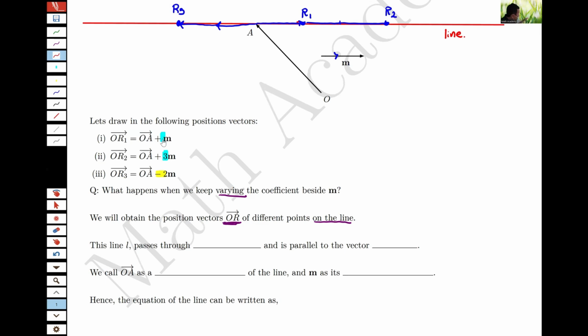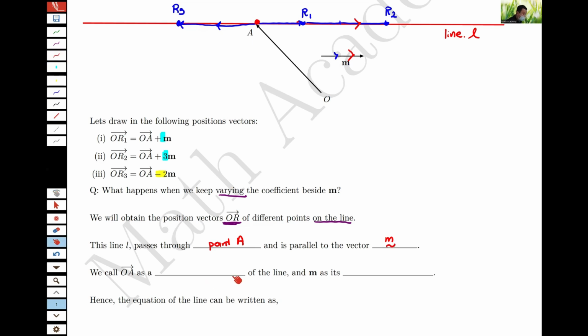As long as you vary the coefficient beside M, anything that you get is a point that lies on this line. So we also define this line properly. This is line L. We will say that this line L passes through my point A. The other thing is like gradient. Which vector is it parallel to? My line is parallel to vector M. So we write in here it's parallel to your vector M.